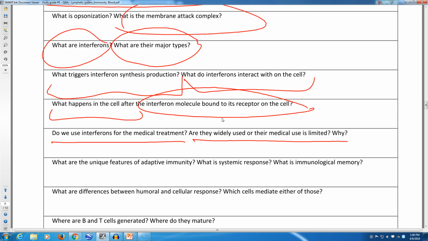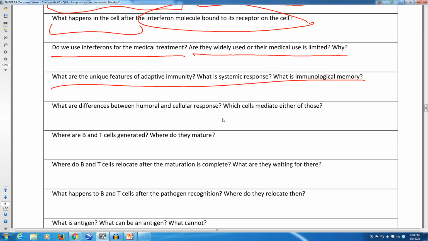Unique features of adaptive immunity. We mentioned it: specific, slow, forms immunological memory, systemic. So I can give you a description of something like a response that involves multiple organs and systems and reaches virtually every corner of the human body. That's systemic, right? Does that make sense? Something like that.